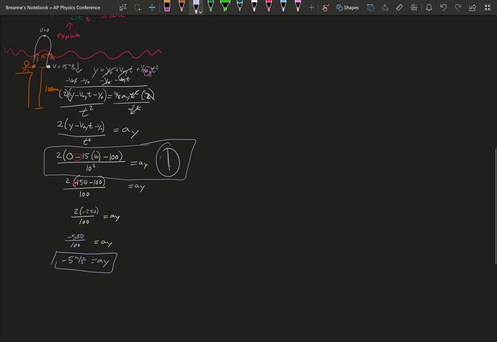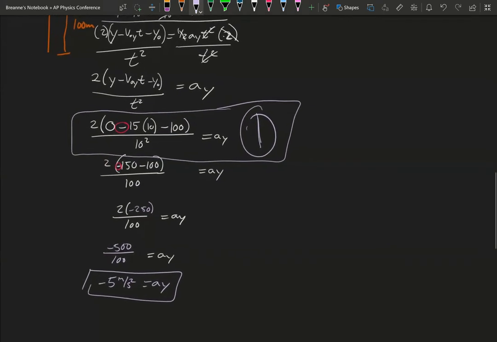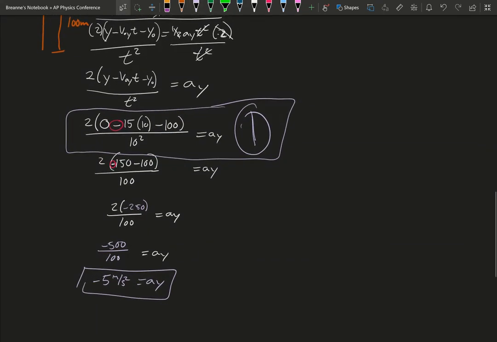All this work, and you got a point there. You never know what the AP is going to give you points for. So part A1 says, how does the speed of the rock when it reaches the ground compare to the speed of the rock when it's thrown up? So we're comparing the velocities.